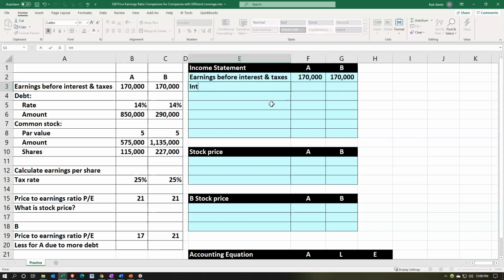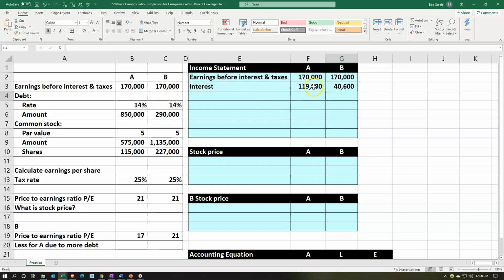Then we have the interest. The interest is going to be equal to the debt times the rate. The rate is the same, but the debt differs, so the interest is going to differ due to the difference in the financing. We're going to be picking up the 850,000 times the 14% for A. And then for B, we're going to be picking up the lesser debt of 290,000 times the 14%.